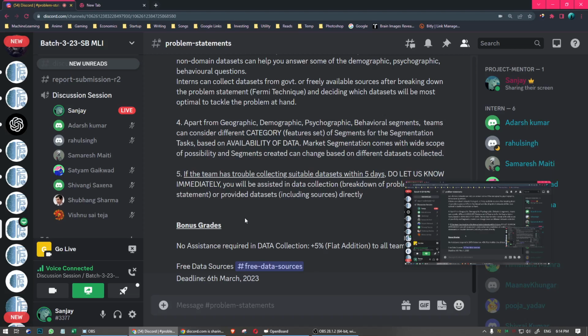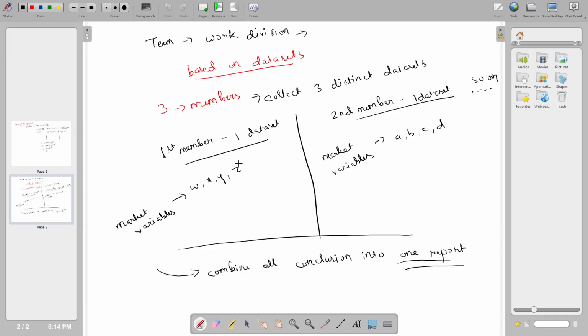Basically your teammates will submit to you whatever they did, and you combine it into one report. You only need to submit that one report. Yes sir, okay sir. So basically this is the simple task division.